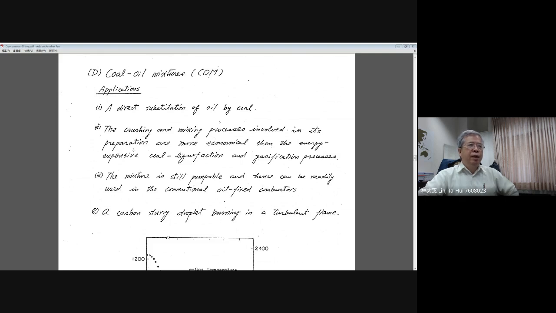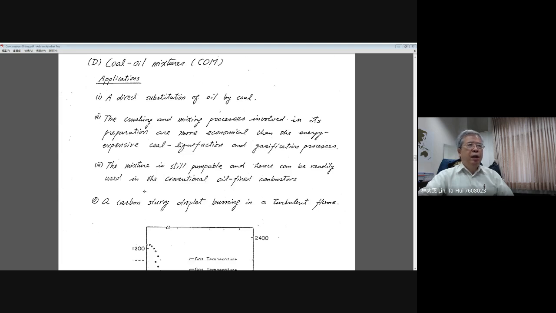Okay, in its preparation, but for the mixing of the oil and coal particle, it is actually more economical than the energy-expensive codification and the gasification process. Therefore, people sometimes try to use those kinds of mixtures of coal particles with oil, and they look at it as a slurry they can pump into the combustion chamber. Okay. The third feature: the mixture is still pumpable and hence can really be used in a conventional oil-fired combustor.